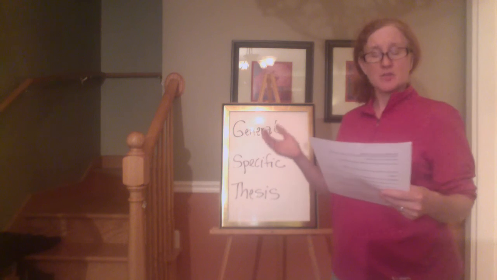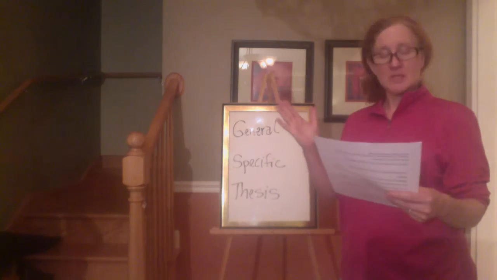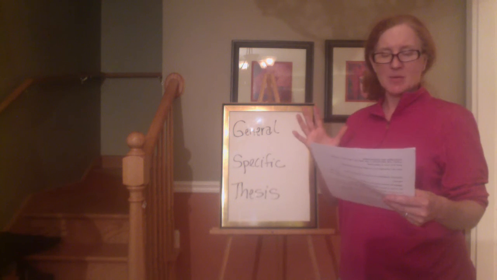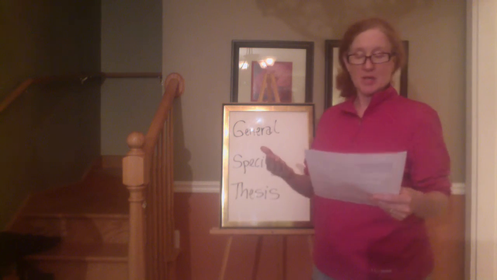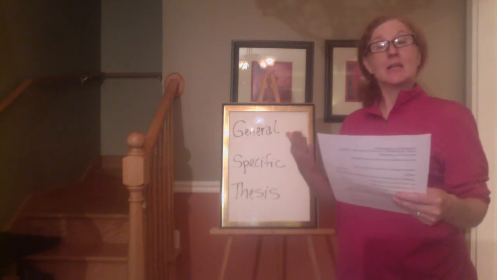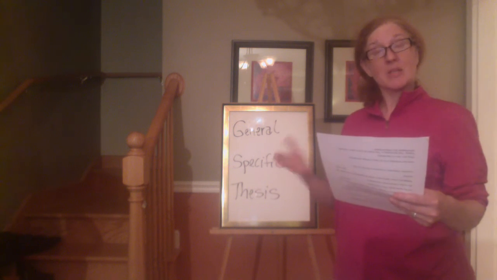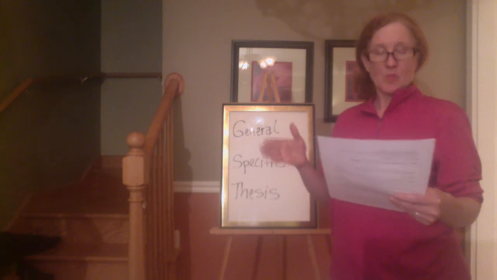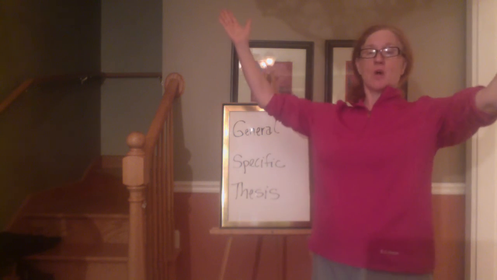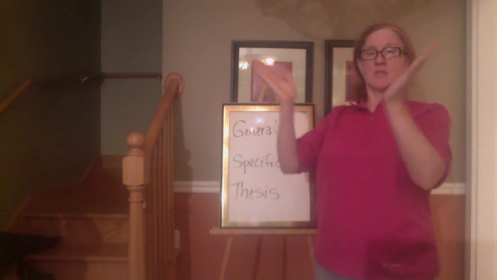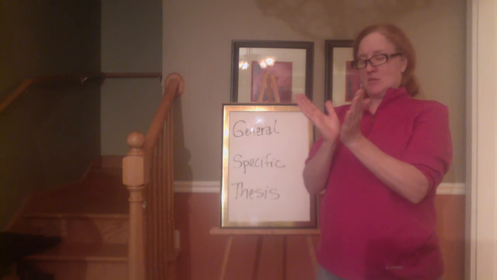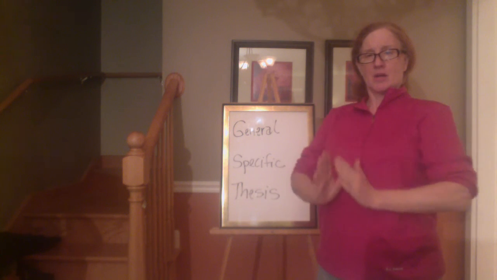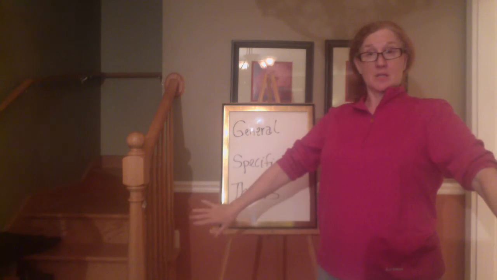Then the next thing you do is specific. You narrow it down. Specific mentions a specific aspect of the topic, but it's not going to really be the thesis statement yet, but it's going to get closer to the thesis statement. So it's a funnel. You start wide: general, specific, thesis. And then when you hit your thesis, everything in the paragraph comes out of that thesis statement.